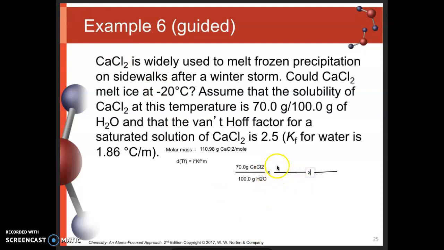The first one we know is 1,000 grams of water in every kilogram of water. So that'll take care of the kilogram issue. And then we'll use the molar mass here, 110.98 grams of calcium chloride in every mole of calcium chloride. And so if we follow this all the way through, our grams of water cancel, our grams of calcium chloride cancel. I'm left with moles of calcium chloride per kilogram of water. That's molality.